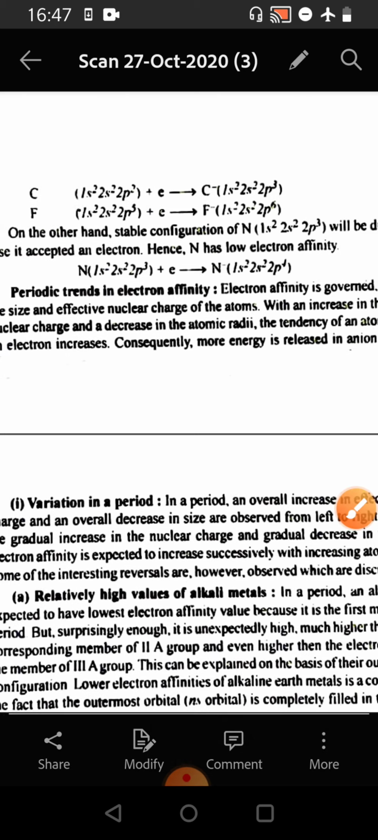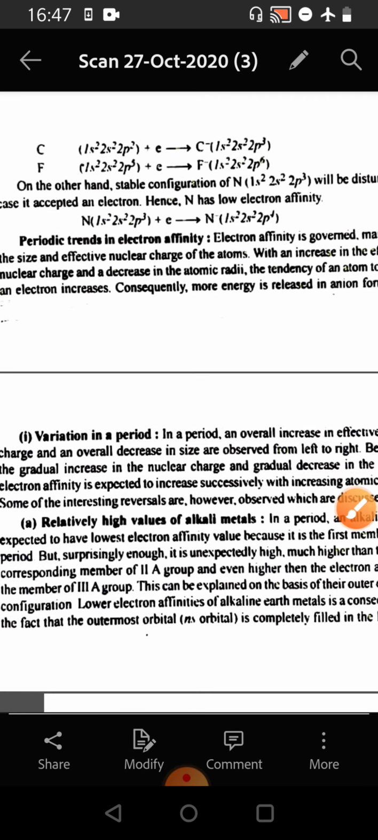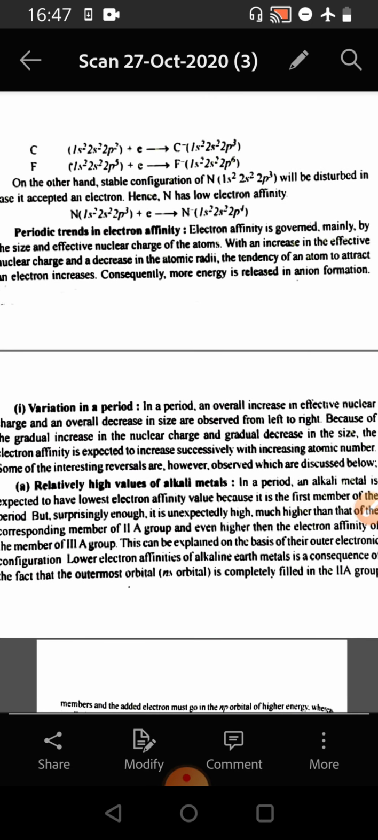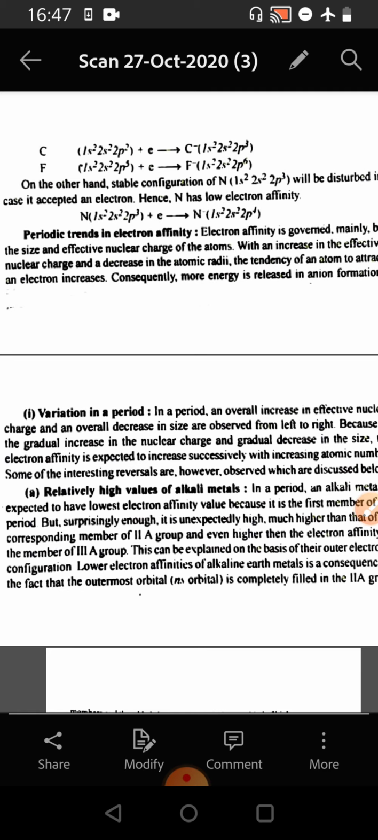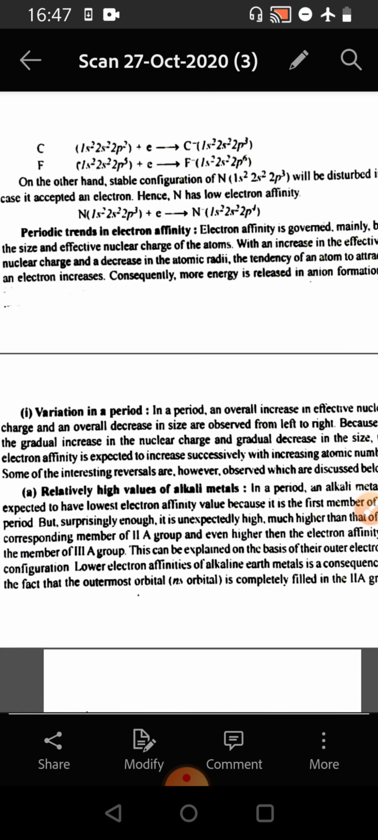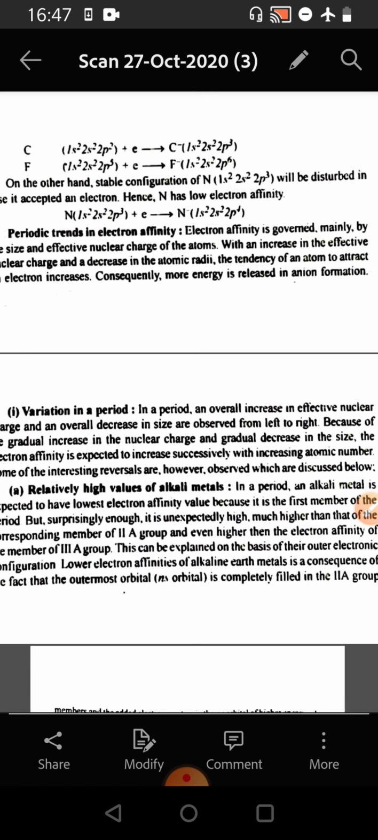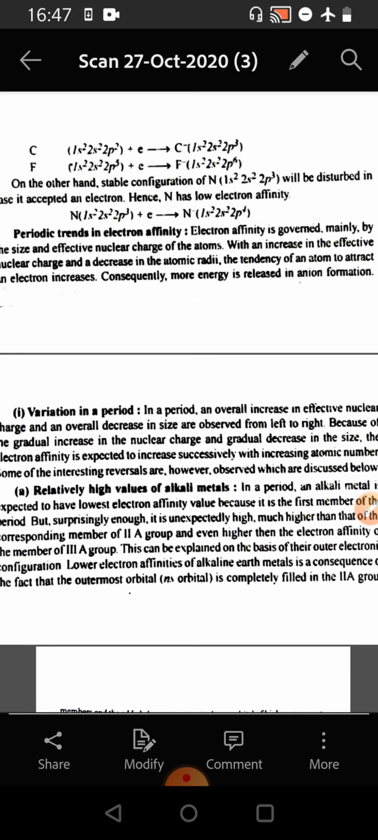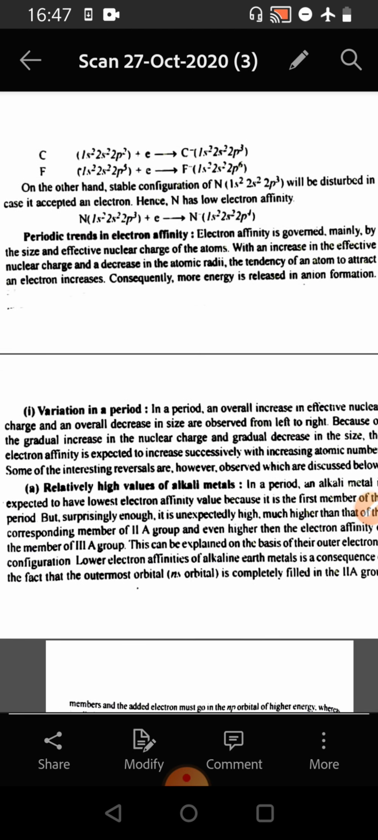Now we see the periodic trends in electron affinity. Electron affinity is governed mainly by the size and effective nuclear charge of the atom. With an increase in the effective nuclear charge and a decrease in the atomic radii, the tendency of an atom to attract an electron increases. Consequently, more energy is released in anion formation.